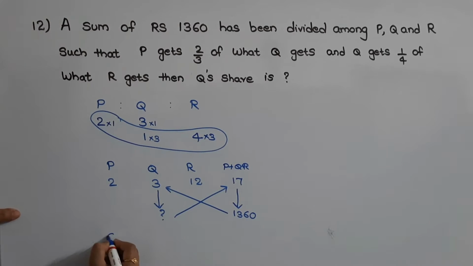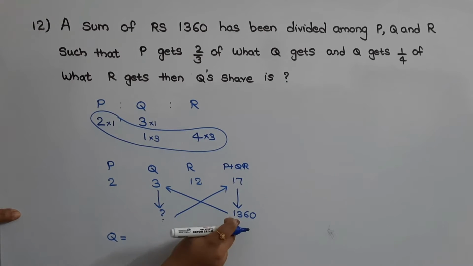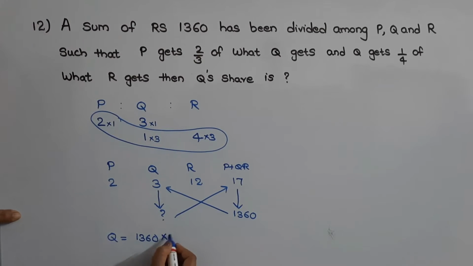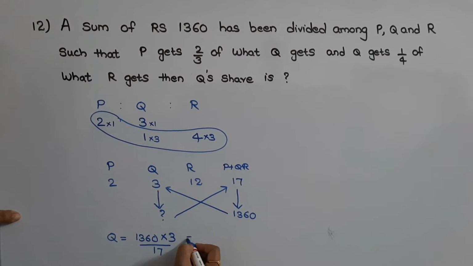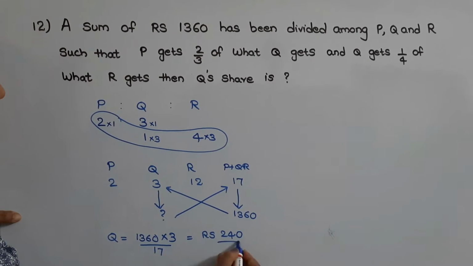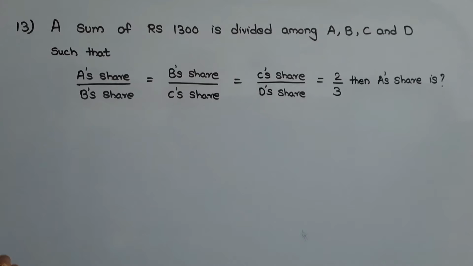So Q's share will be equal to 1360 into this 3 divided by this 17. So on solving this, you will get it as rupees 240. So this is the answer.